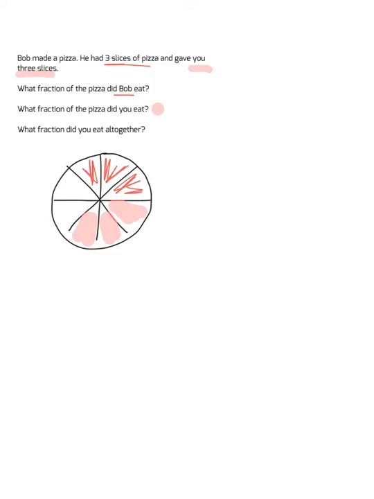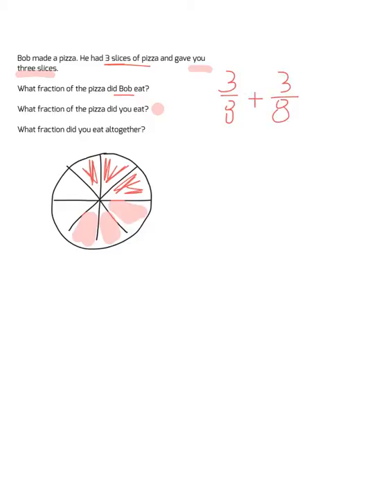Bob now made a pizza. He had 3 slices of pizza and gave you 3 slices. What fraction of the pizza did Bob eat? 1, 2, 3, 4, 5, 6, 7, 8. There are 8 total slices, and Bob ate 3. And you also ate 3 of the 8.